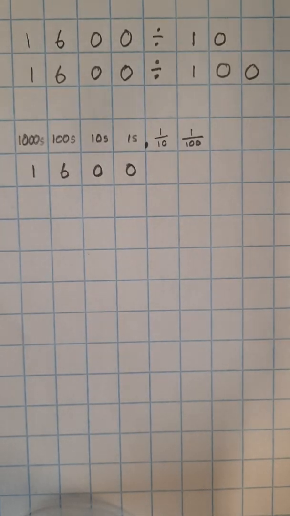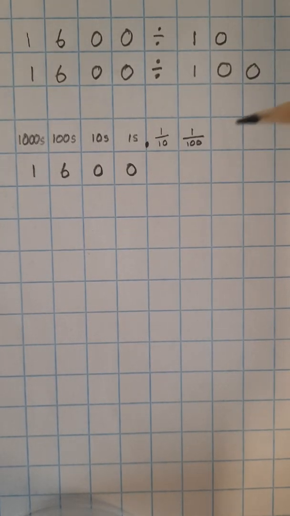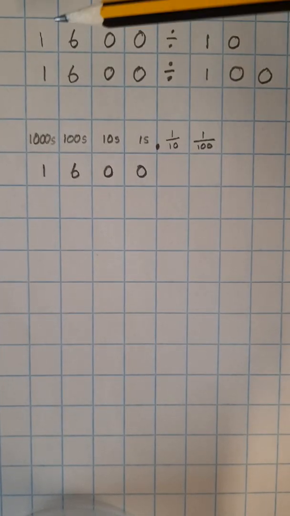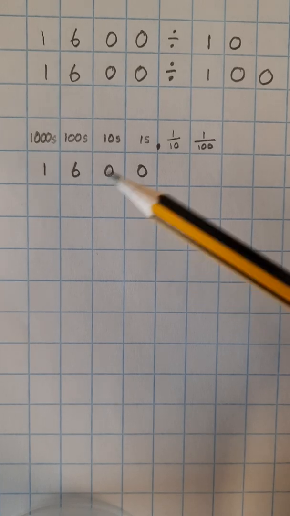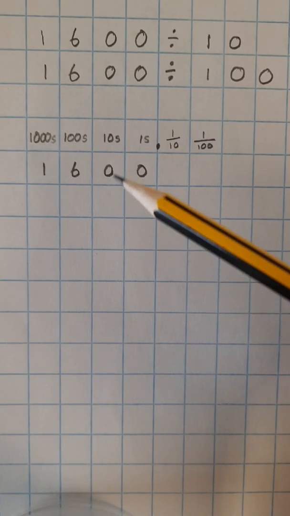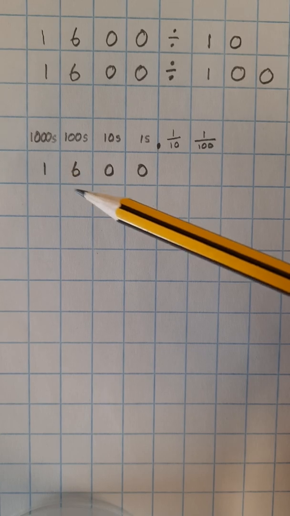Okay, so this is a short video on how to divide by 10 and 100 and 1000. So I've chosen a number here, 1600. First of all, we're going to look at dividing that by 10. When you divide a number, it will become smaller. When you divide a number by 10, it will become smaller by 10 times.